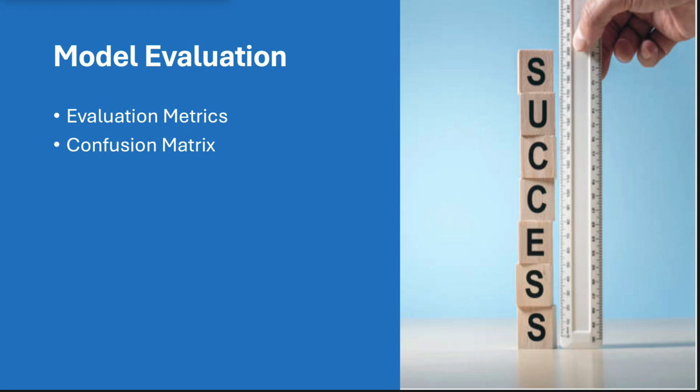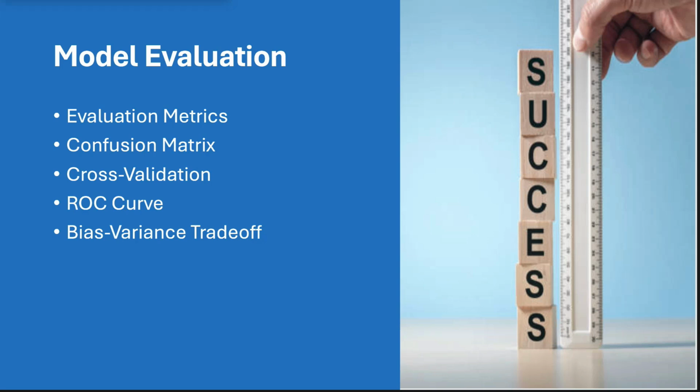Confusion matrix: for classification problems, use a confusion matrix to visualize true positives, false positives, true negatives, and false negatives. Cross-validation: perform cross-validation to ensure the model generalizes well to different subsets of data. ROC curve: for binary classification problems, use the ROC, which is the receiver operating characteristic curve, and AUC, which means area under the curve, to evaluate the model's performance. Bias versus variance trade-off: assess the bias-variance trade-off to understand if the model is overfitted or underfitted. Don't worry again if you don't understand some of these terms. We will cover them all in the coding section.